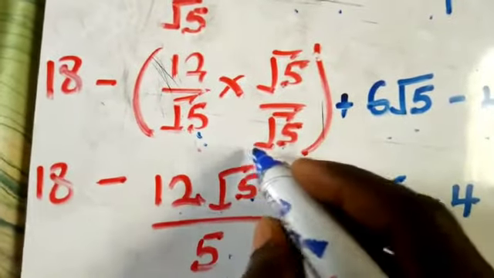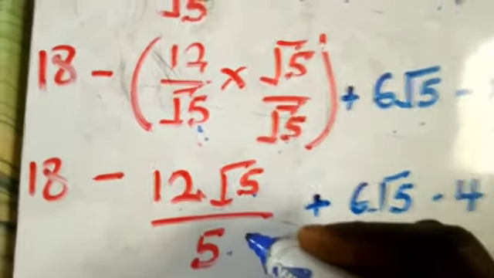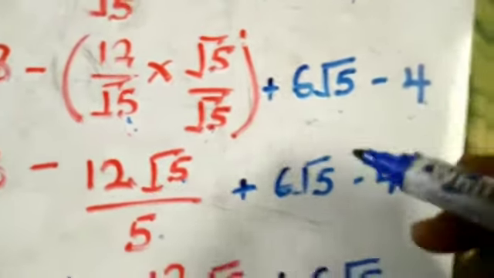Root 25 will give me 5. That is the perfect squares, right? So root 25 will give me 5 here, and then I just repeat the rest of the two terms.